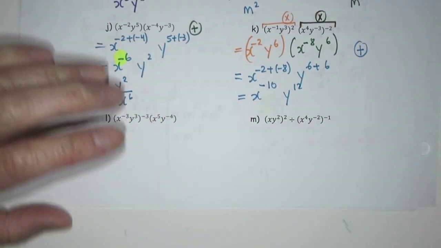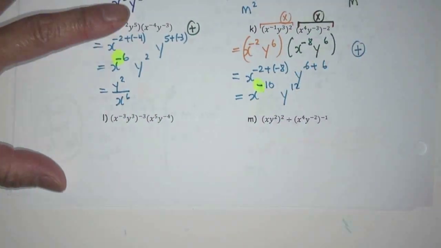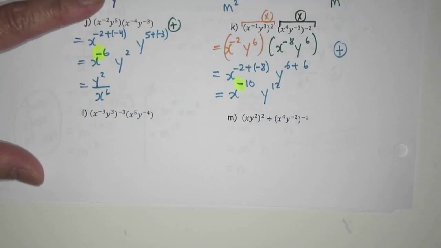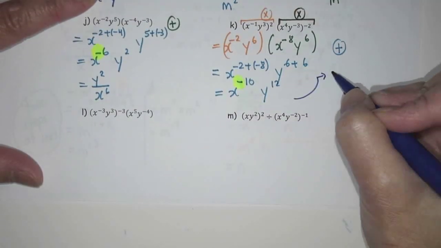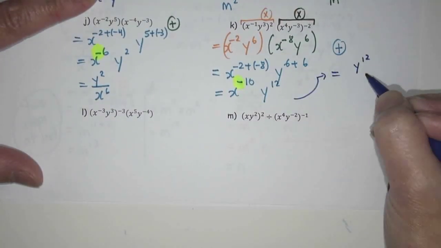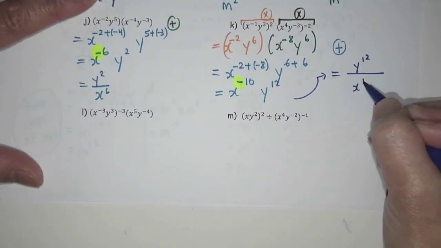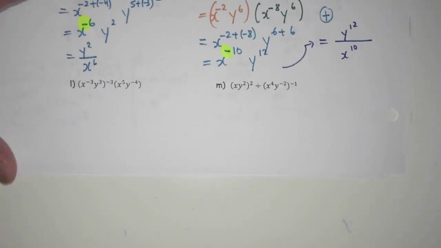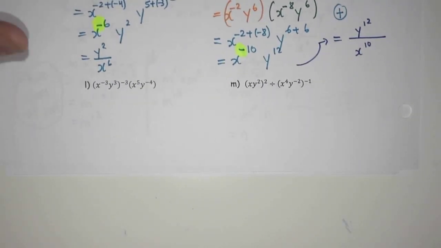And whoever's negative has to move. It won't always be the first one. I seem to have a lot of examples with that, though. I should change that. So this would be y to the 12 stays up here, and the denominator x to the 10. Okay, so whichever one's negative moves.